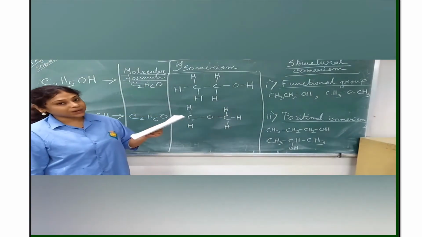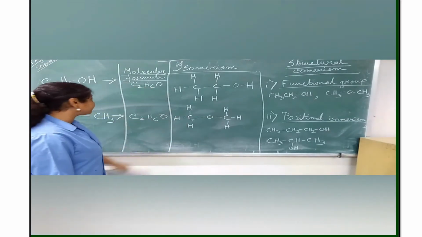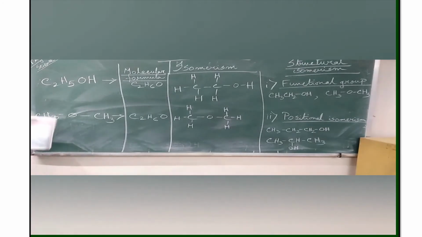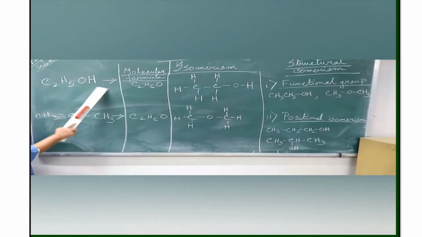Read the question properly and then give the answer along with one example. Example now I am giving. Now see, first one. See this chart. It is from your book only. This is ethyl alcohol. And this is dimethyl ether.